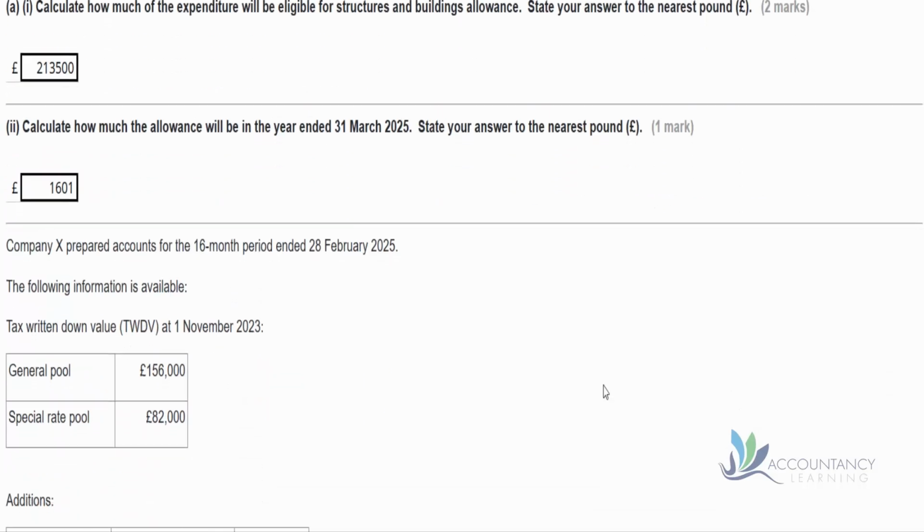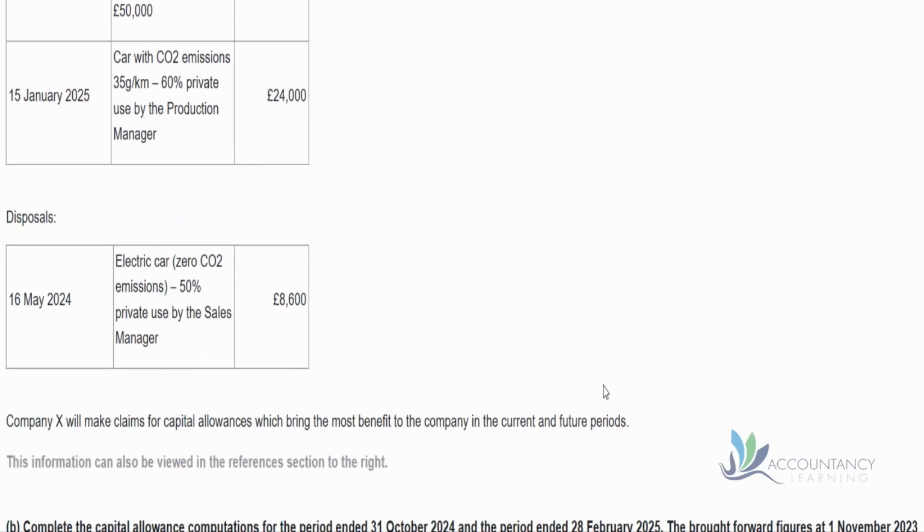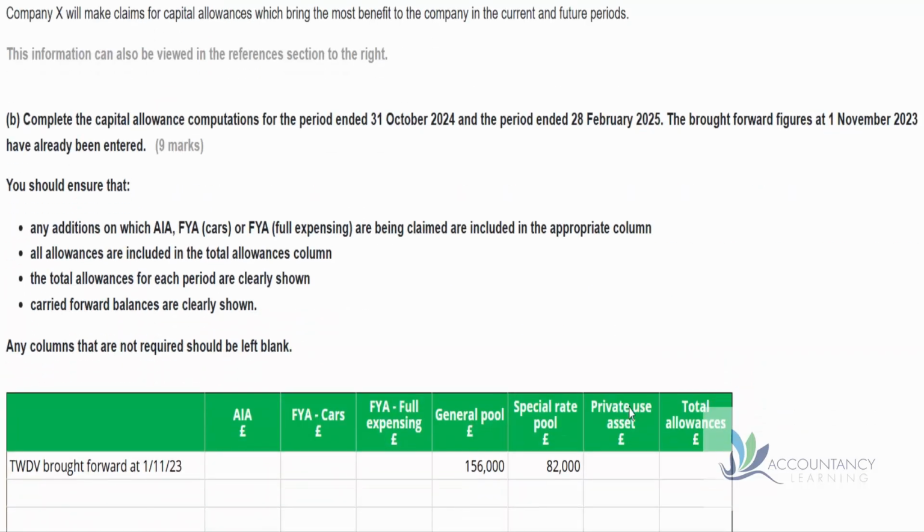Let's move on to the second part of the question. So we've got quite a bit of information here. So let's just scroll down to see what we need to do first of all. So complete the capital allowance computations for the period ended 31st of October 24 and the period ended 28th of February 2025. Okay, so we've got 2 different periods to deal with here. The brought forward figures for the 1st November 23 have been entered already.